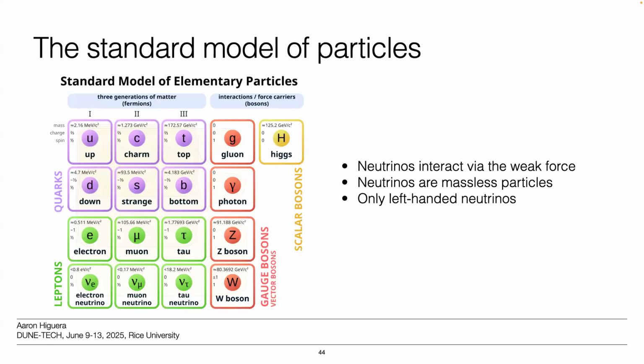So that's why within the standard model of particles, neutrinos interact, yes, via the weak force, but are massless particles. So they don't have any mass. They carry energy, but they don't have mass. And of course, this is because there are only left-handed neutrinos, and there is experimental evidence about that.